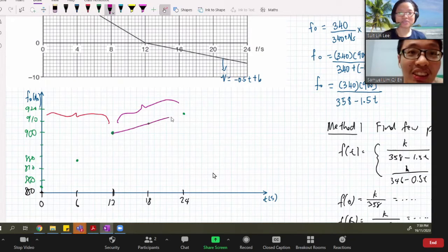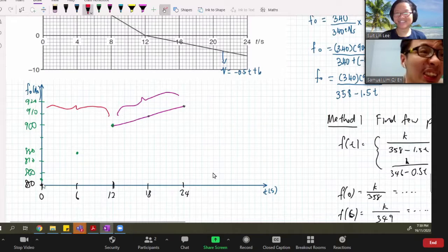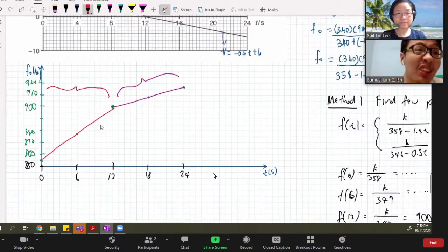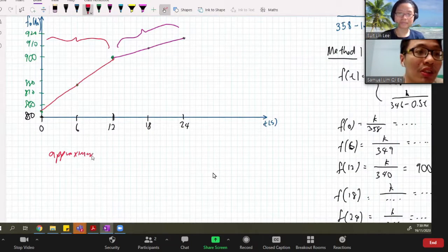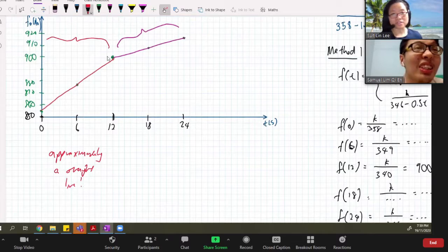A very naive one, sir. So join the lines like this, and then join the line like this. Okay, I missed the line, let me try again. If you put your ruler down, you will see that they are actually approximately straight lines. These two are approximately straight lines. Just a gentle reminder for physics: if you're asked to plot a graph, use crosses, okay?